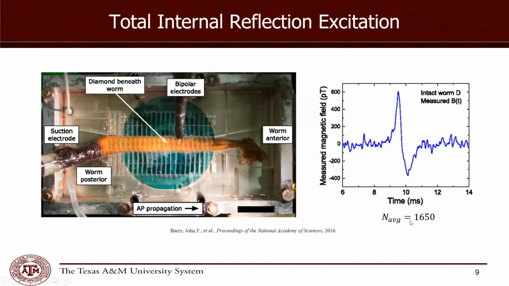Now it's 1,650 averages, so it's not a one-shot process by any means. And it's also a triggered process in that he's getting a single snapshot. This is not a dynamic event. He's not showing the signal propagating along the axon, and he's not showing spatial variations within the system. It also should be noted that this is done with bipolar electrodes, so it's probably a stronger stimulus than we would expect.